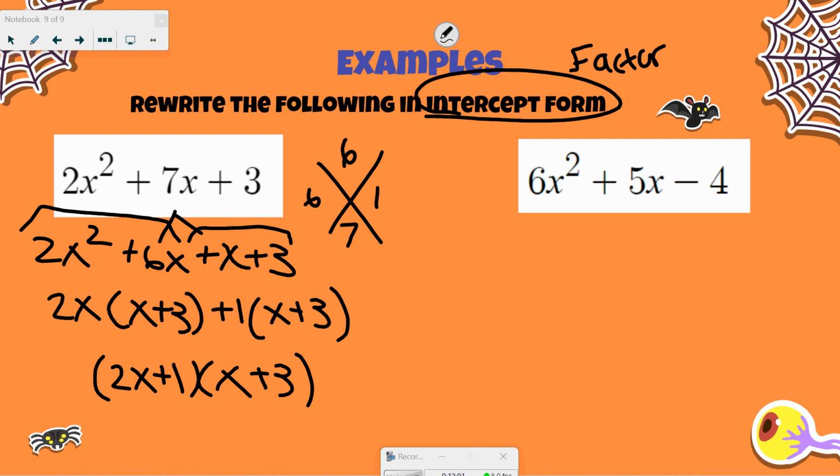All right, let's look at our second example. Going through those questions, do we have a greatest common factor? No. How many terms do we have? 3. So then look at my a value. Is my a value 1 or bigger than 1? Bigger than 1. So that is going to be that grouping to help us get there. So now I'm thinking about, what am I thinking about next? You guys up in the front table, help us keep factoring.